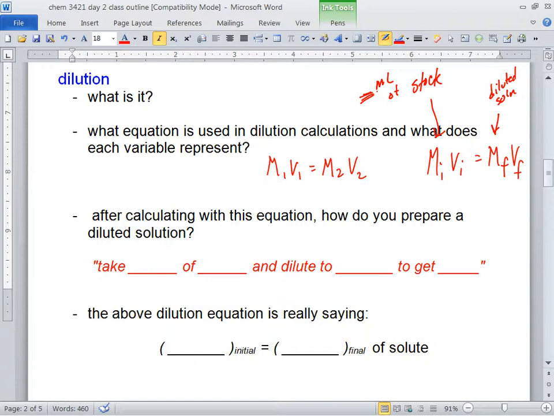Do you ever need to know that? No, you just want to make sure you have enough of it. So whatever you calculate for VI, it's always going to be less than that milliliters of stock, otherwise you can't even make the solution. So don't let that confuse you when they give you the volume of the stock solution.